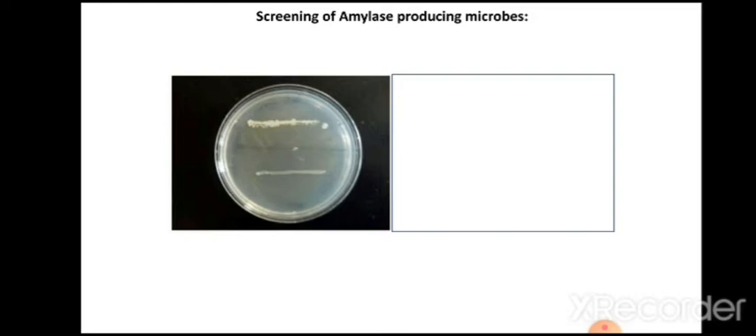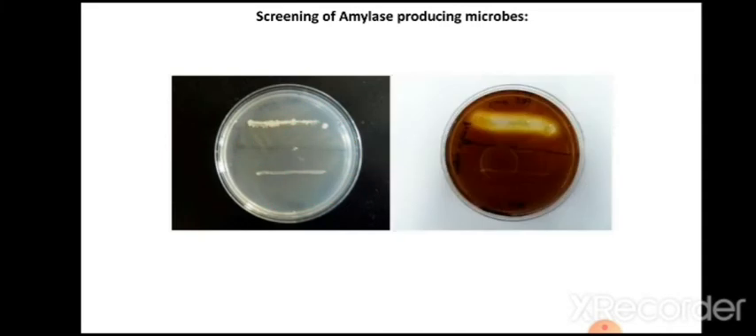Absence of starch means there is degradation of starch. Starch is degraded to glucose, dextrins, and maltose. Therefore, there will be no presence of blue color. If starch is present, there will be development of blue color. So the next step is, onto this plate we are going to pour iodine solution.